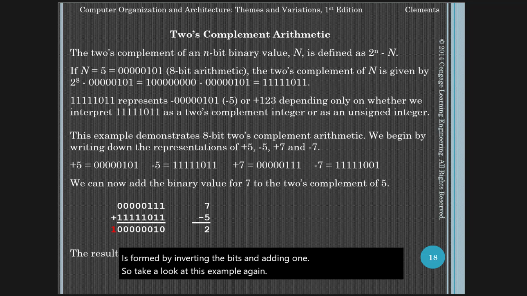We have our 2's complement, right? If n equals 5, we have our binary representation, 8-bit arithmetic. The 2's complement of n is given by 2 to the 8. We see that binary value. And so we take our value minus our value, and we get this giant string of 1s with one 0 in it. And this number right here represents our -5, right? This represents our -5.